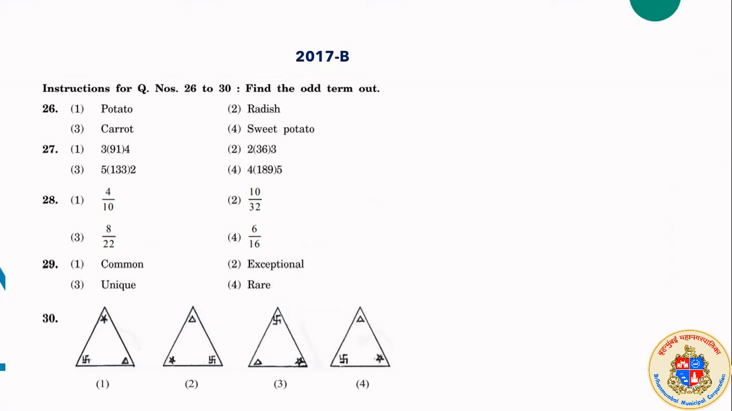Chalo, here is another set of questions. Another 5 questions are there. I will just move fast. The first question, the question instruction is that find odd term out. एक जन ये group में नहीं बैठने वाला है. So कौन है? Odd person. Potato, radish, carrot, sweet potato is given.